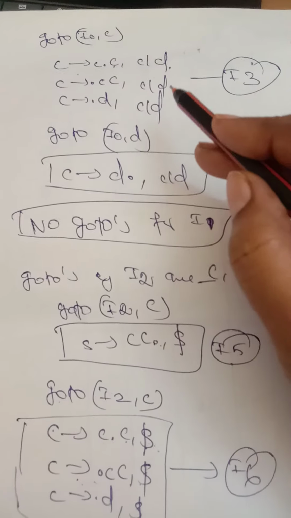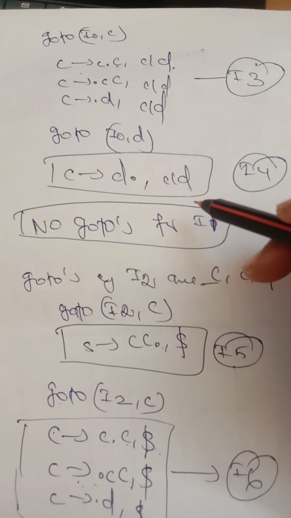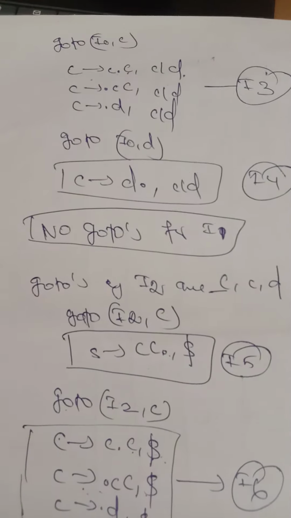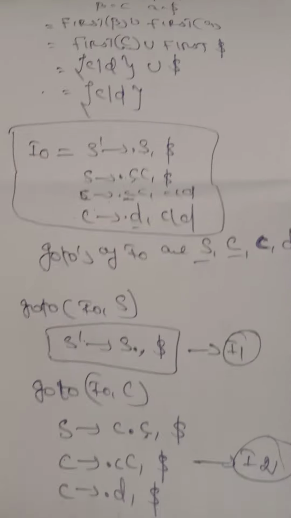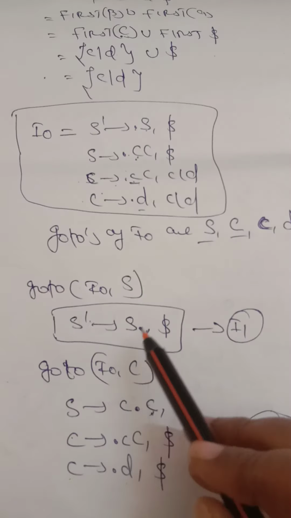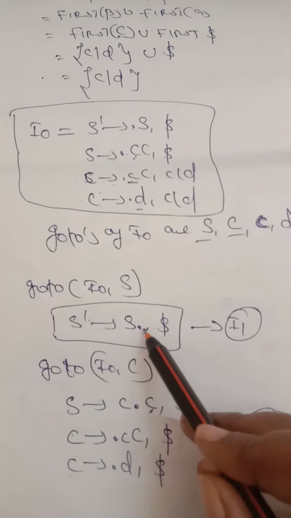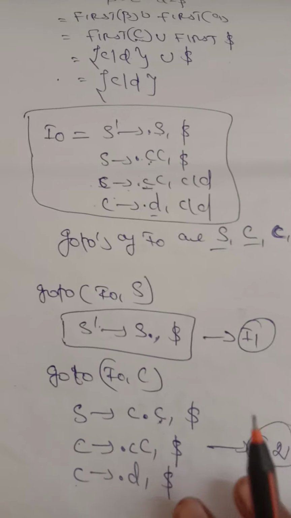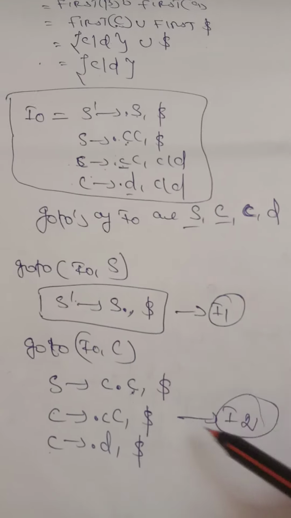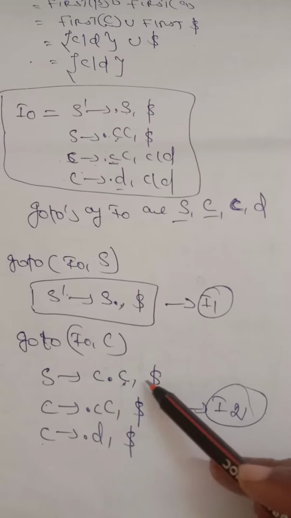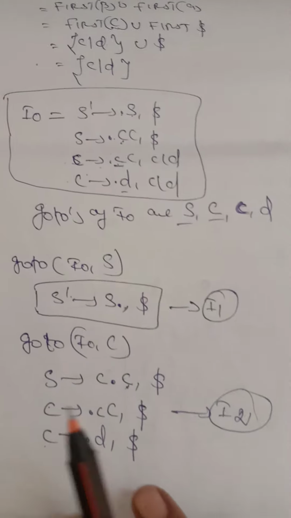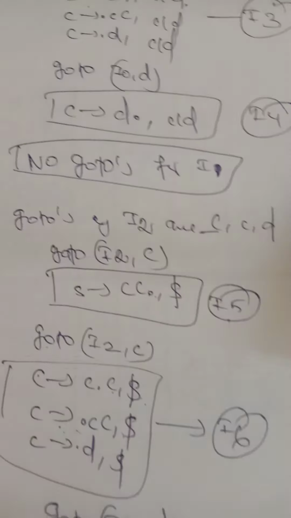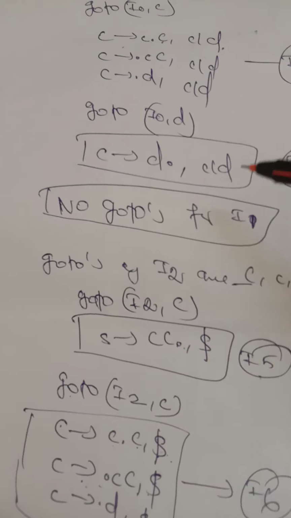Okay, so now we have applied the I0 gotos. Next we have to check I1. So what is I1? I1 is S' goes to S dot. After the dot we do not have any value, so no gotos for I1. Next we have to consider I2. What are the gotos after the dot? Capital C, small c, small d. So no gotos for I1.